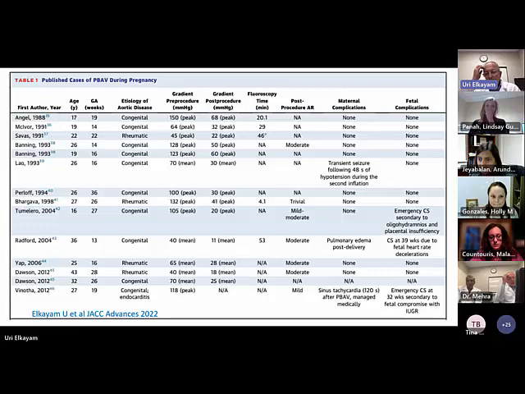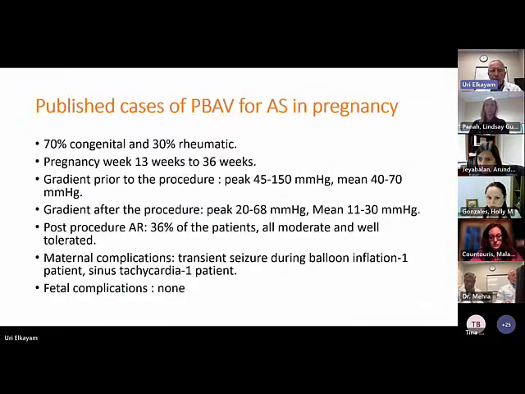These are the patients published in the literature. This is the table from the paper showing the patients who had valvuloplasty. I'll summarize it for you. 70% had congenital and 30% rheumatic. The pregnancy week ranged between 13 and 36. The gradient was very high before the procedure. The gradient improved significantly after the procedure.